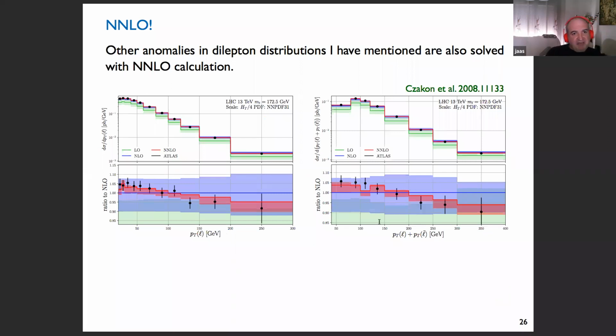Now, I liked this paper a lot, which I studied when preparing this talk. They also compare other distributions which have anomalies. For example, the PT of the lepton that I showed before, and the sum of the PTs of the two leptons that I already showed. And I saw that with the pseudo-scalar you improve, but also at next to leading order, you improve. And you see agreement here. Well, there is some bump here, okay. And in this one, you see agreement. So these discrepancies seem to be solved.